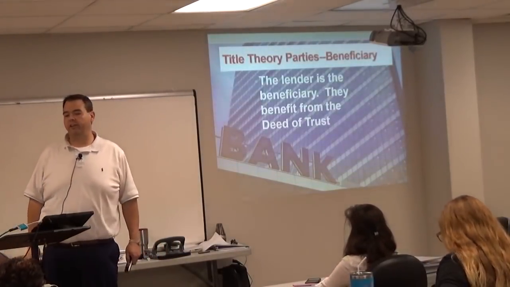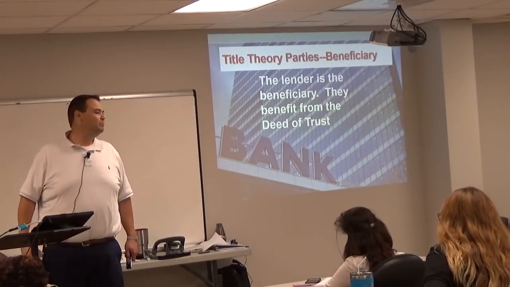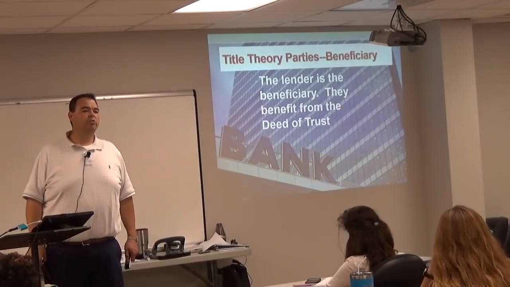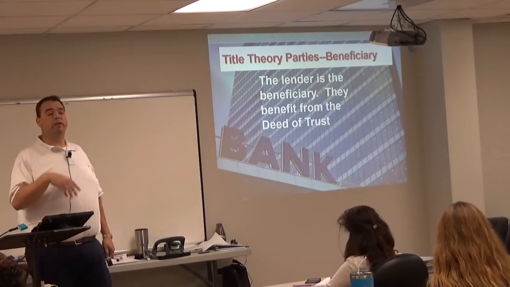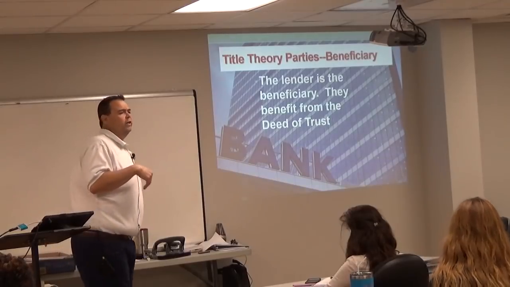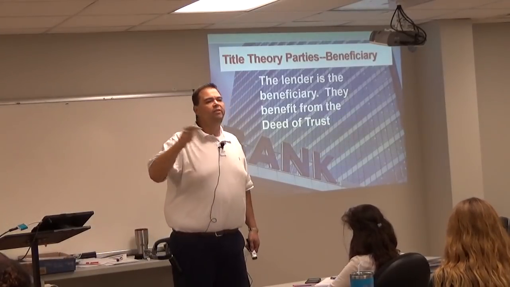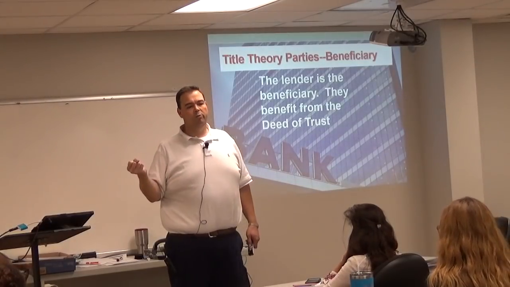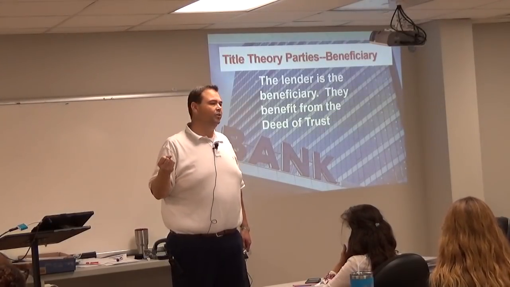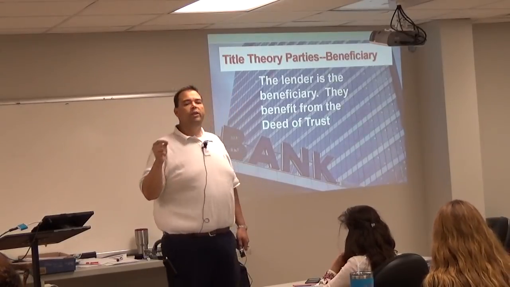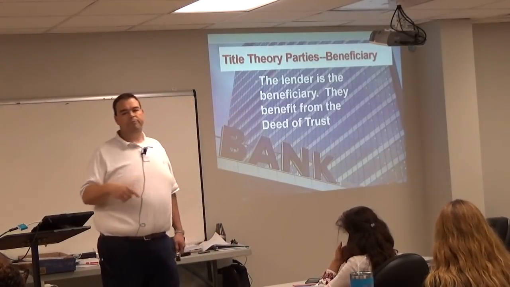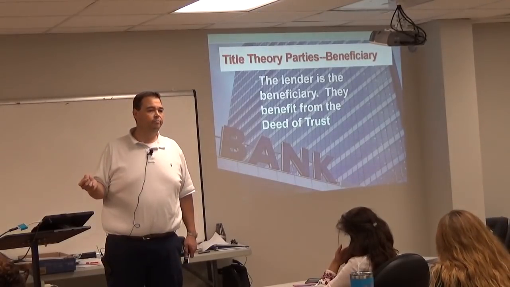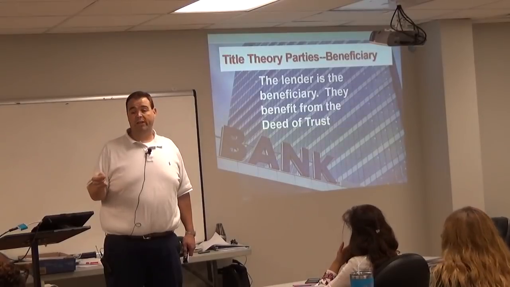Who do you think the beneficiary is? The lender. The lender is the beneficiary in a title theory state. So in a title theory state, rather than saying mortgagor or mortgagee, who's the mortgagor in a lien theory state? Who's giving the collateral? The borrower is. Who's receiving the collateral? The mortgagee, the lender. Well, in a title theory state, we call the borrower the grantor, and we call the lender the beneficiary, because they benefit from this arrangement.